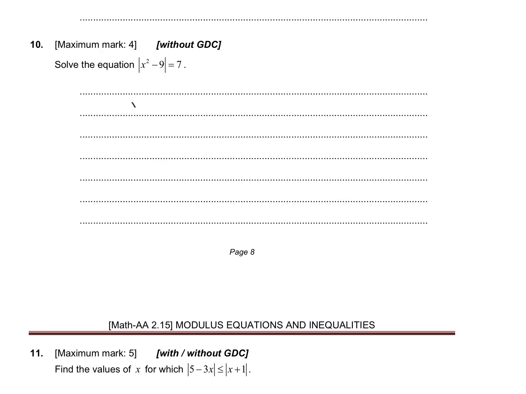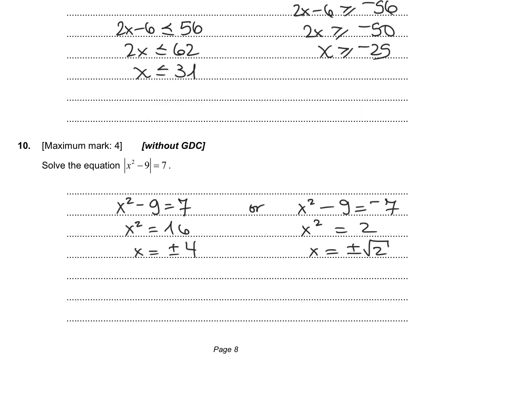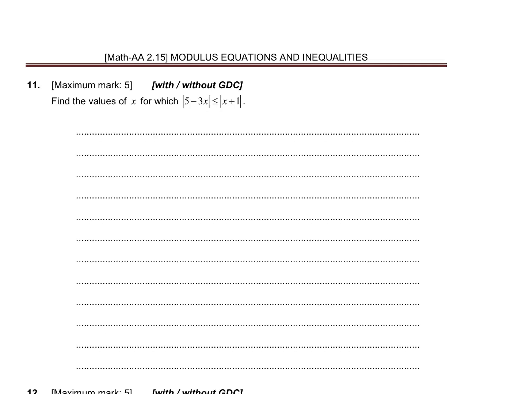So for this one, we'll have x² − 9 is 7, or x² − 9 is −7. So x² is going to be 16, which means plus or minus 4. And here, x² is 2, so x is plus or minus root 2. Just up here, you can write this as a compound inequality because it's in between −25 and 31.